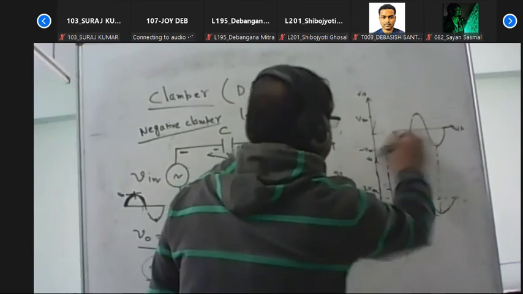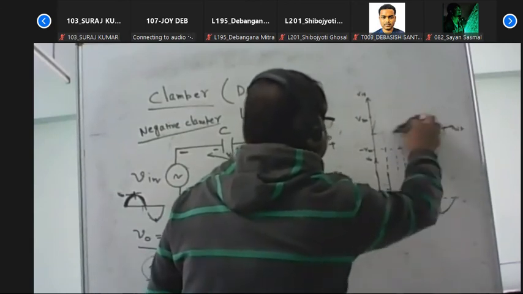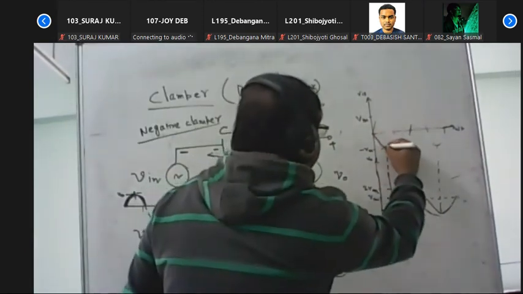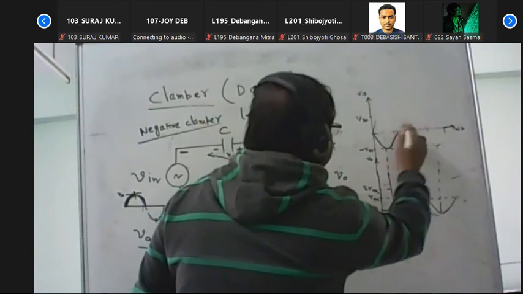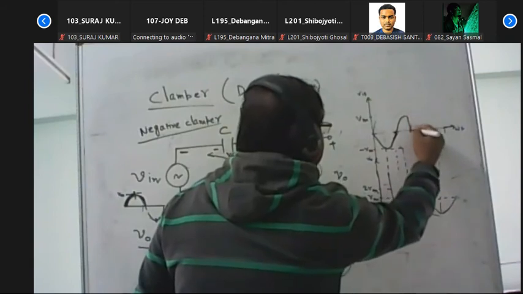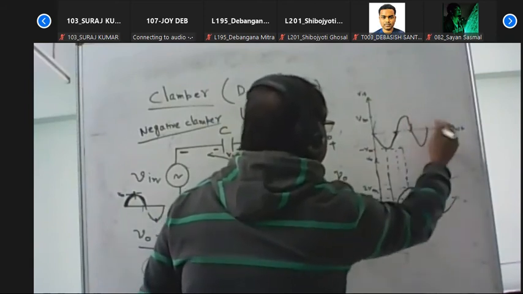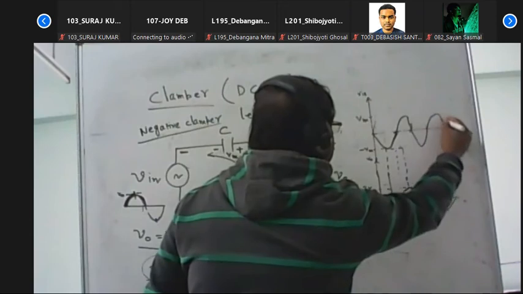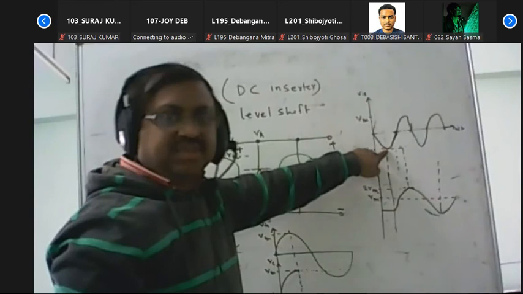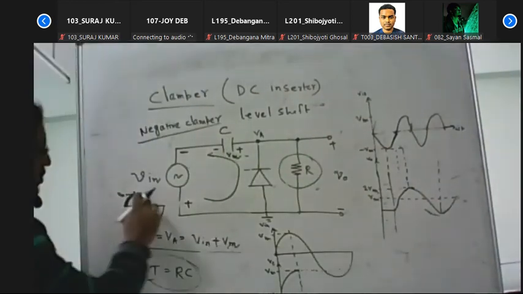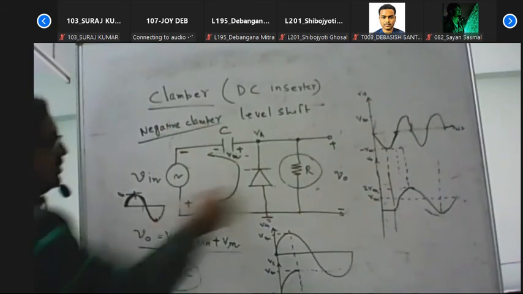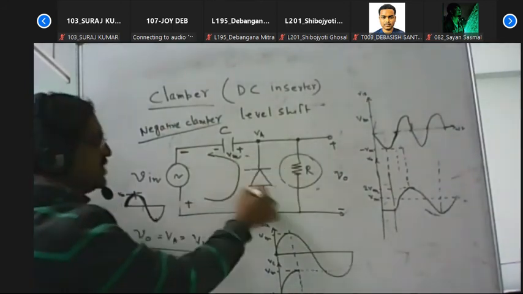We are starting from the negative half cycle. That means when the input signal is minus VM, so when it changes from 0 to minus VM, diode D1 is on.